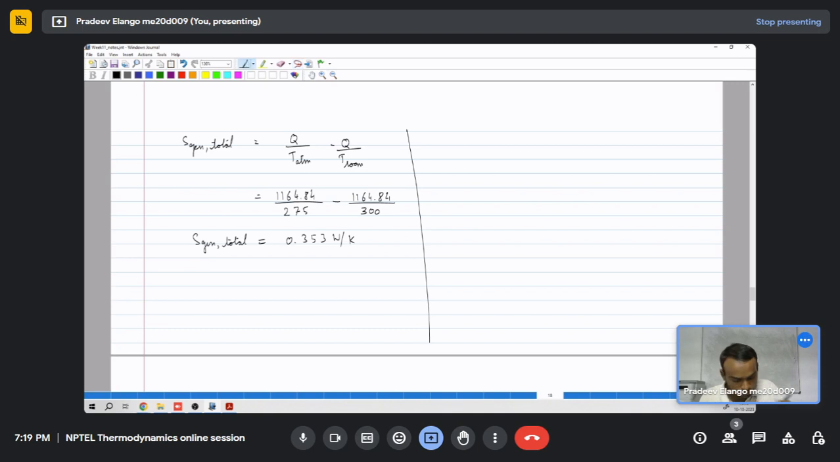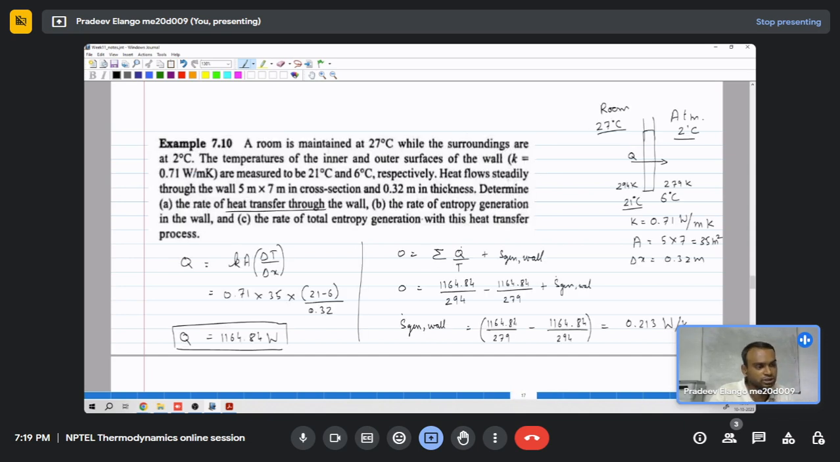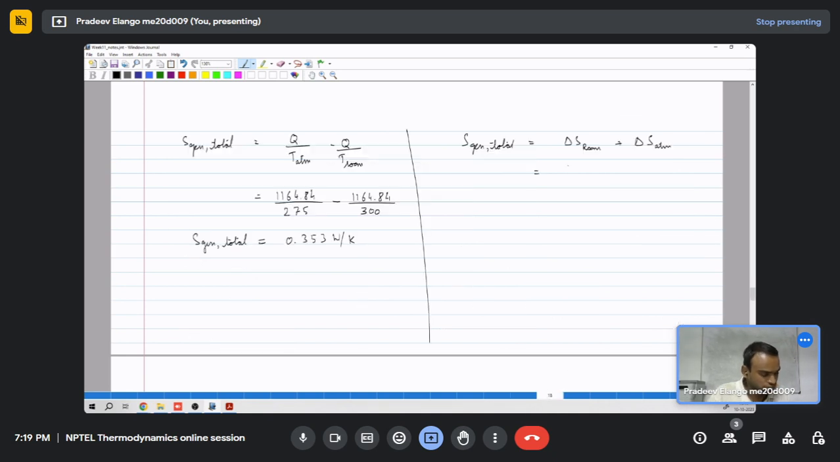So total entropy generation is equal to entropy change of the room plus entropy change of the atmosphere. For the room, the room is maintained at 27 degrees Celsius and it is losing heat, so it will have a negative heat transfer, at a temperature of T room. And for the atmosphere, it is gaining heat, so it is positive Q by T atmosphere, and that is what we have got here.